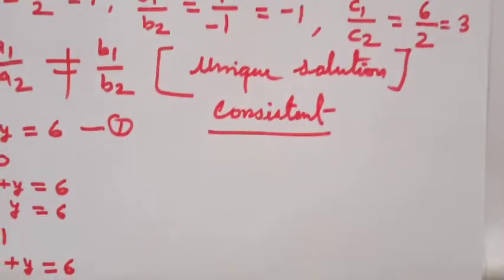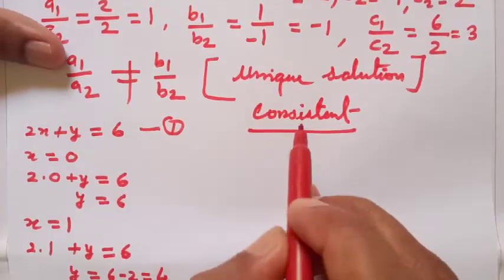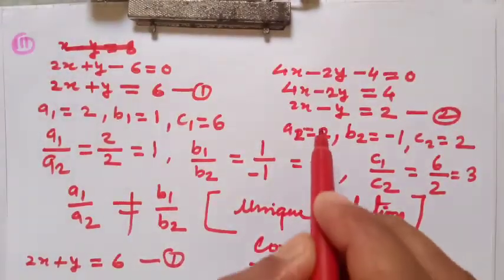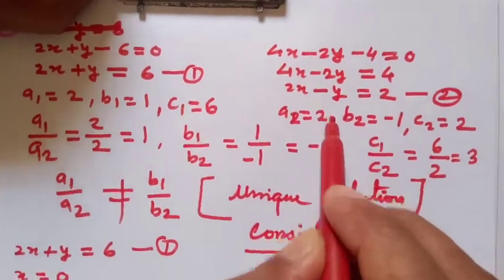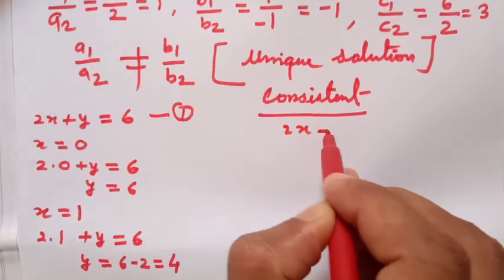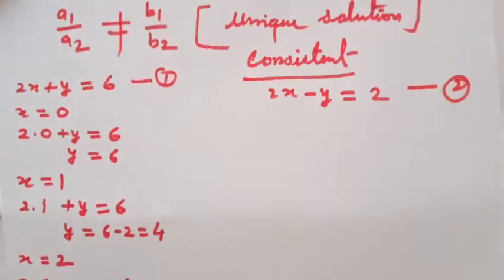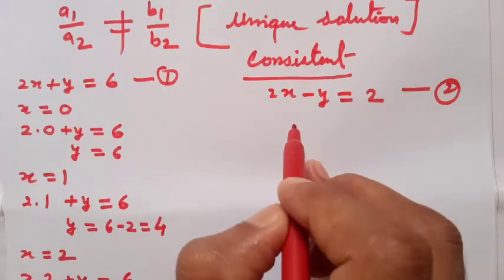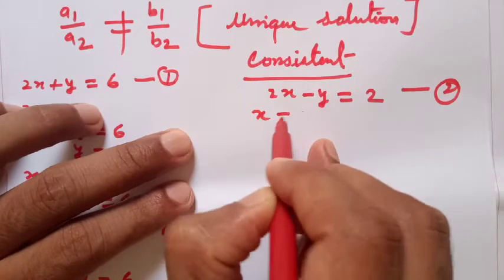Now come on, the second linear equation. What is the second linear equation here? After simplifying, 2x minus y is equal to 2. After simplification you got it: 2x minus y is equal to 2, linear equation number 2. Now let us assume a value for x and get the corresponding value for the variable y. So let us take x is equal to 0.